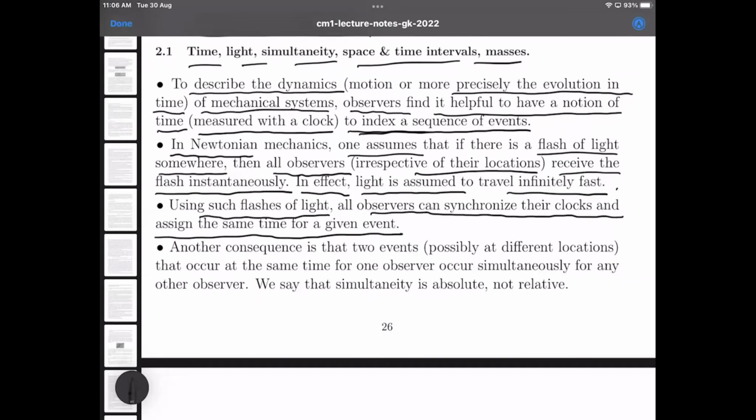Okay. Yes. Sir, what is the use of a flash of light? The use of a flash of light is to synchronize our clocks. Okay, sir. Thank you.